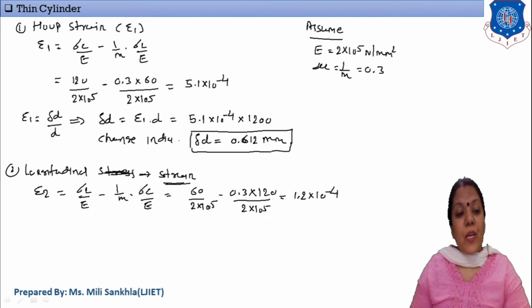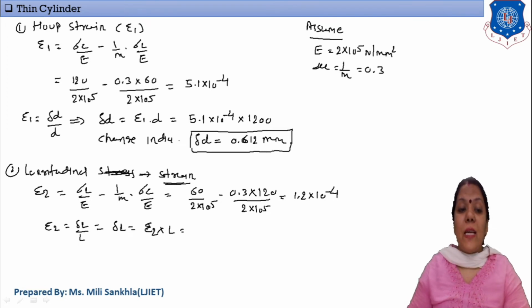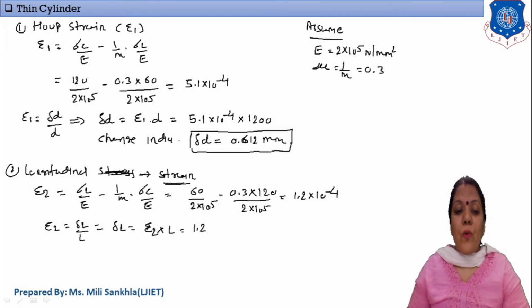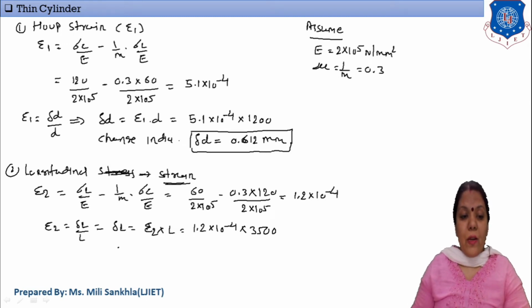Now what is longitudinal strain? Longitudinal strain is equal to the ratio of delta L by L. Here we find delta L, so cross multiply. Delta L is equal to epsilon 2 into length. The value of epsilon 2 we recently found is 1.2 into 10 raised to minus 4, and the length of this thin cylinder is 3500. Now finally, delta L for this given thin cylinder is 0.42 mm. This is our second, the change in length.